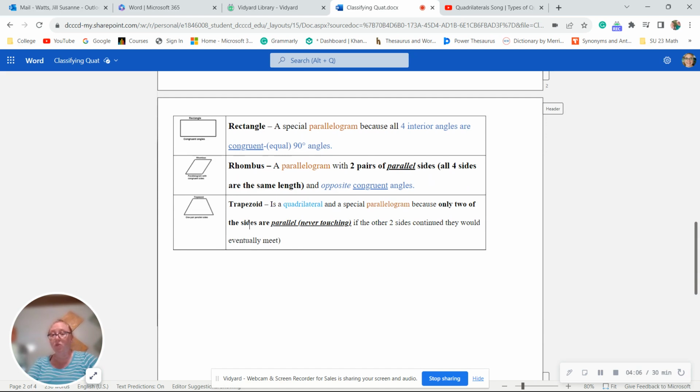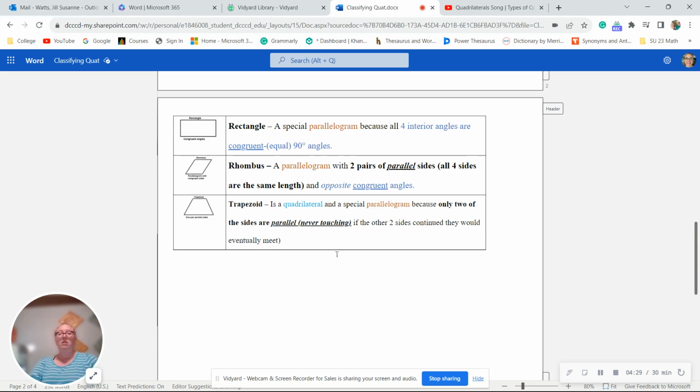Then we have a trapezoid. Okay? A trapezoid is a quadrilateral, and it's a special parallelogram because only 2 of the sides are parallel and never touching. So look at this. The top and the bottom, they can go on and on forever and never touch. But these 2 sides, if they went on and on forever, eventually they would touch to form a vertex.